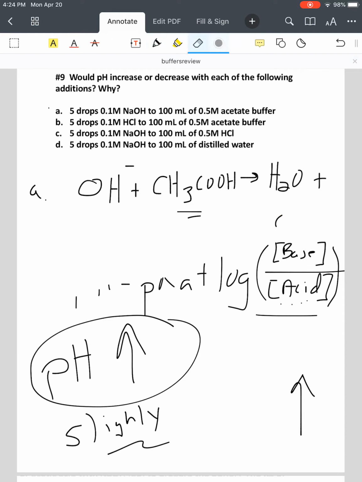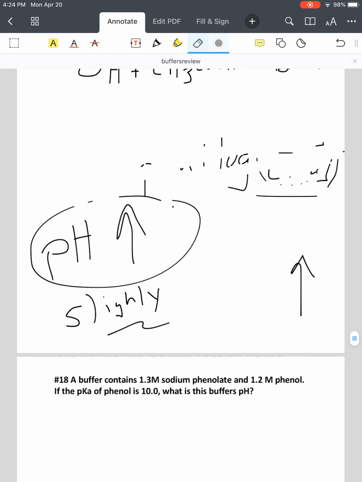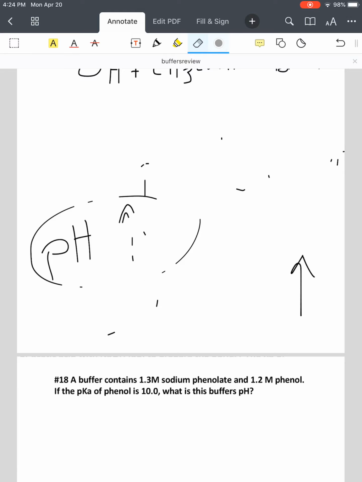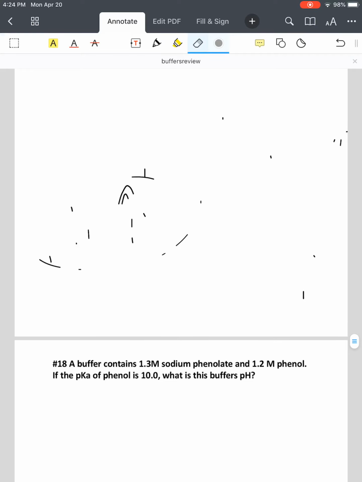Very, very similar type of situation in part B. So let's shift gears to part B. Part B, I think we're adding an acid though. We're not adding the base anymore. And that's a significant difference that we need to talk about.